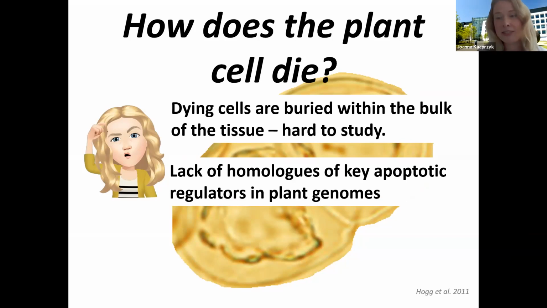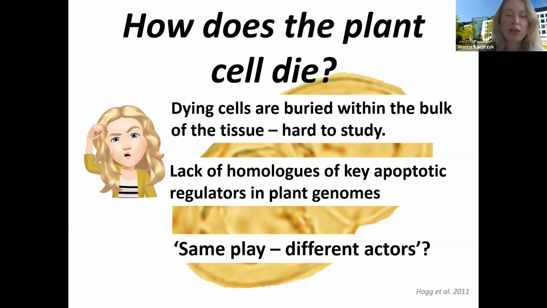However, when we look at the events happening in plant cells during PCD, we notice that certain events are actually conserved, or appear conserved, between the plant and animal kingdoms. You'll see a similar pattern of nuclear degradation, you'll see mitochondrial involvement, and ROS, reactive oxygen species, and calcium fluxes being regulators of the process. So it might be that there is a similar play between plant and animal cell deaths, but just different actors in the roles. So how do we identify these actors?